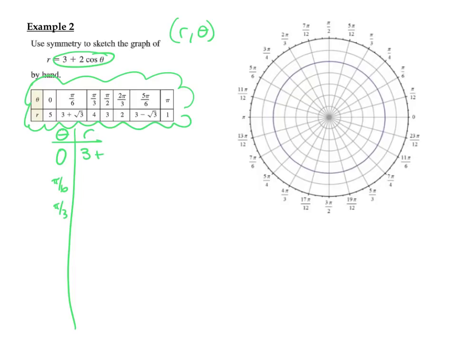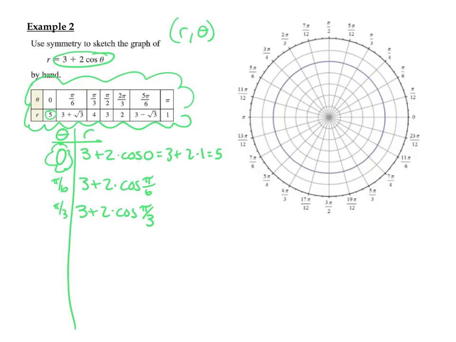My output is going to be 3 plus 2 times the cosine value at the angle in question. So in this one, 0, I plug in 0 here. 3 plus 2 times cosine pi over 6. 3 plus 2 cosine pi over 3, and so on. So let's evaluate this stuff. 3 plus 2 times the cosine of 0, which is 1. 2 times 1 is 2. 3 plus 2 is 5.